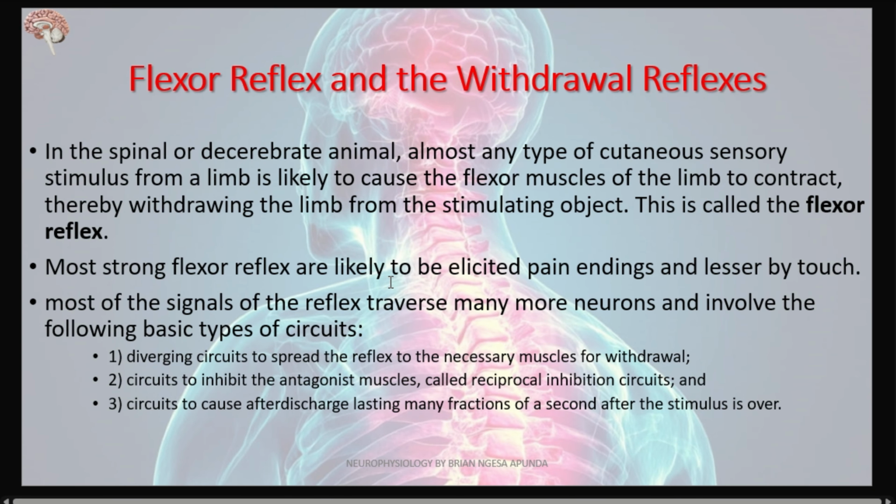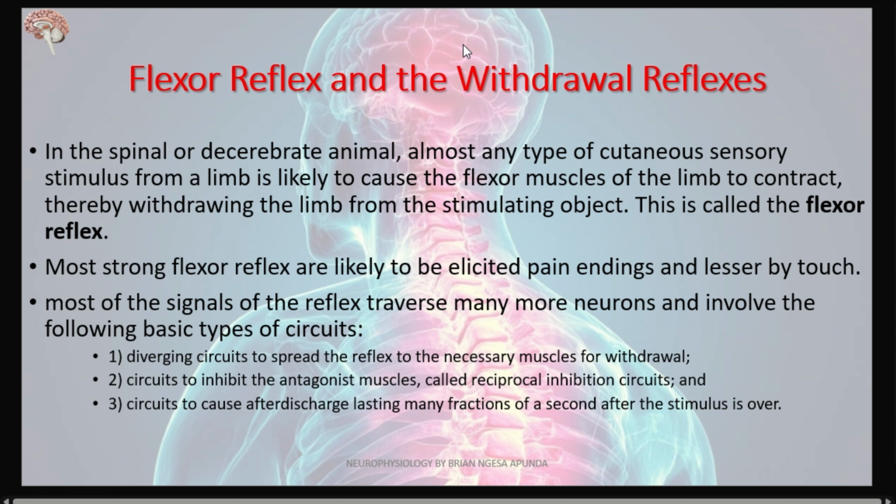So another reflex, we have a reflex by the name of flexor reflex, and the withdrawal reflex. This we were able to suggest last time, but let's just have a small recap. In the spinal cord or the cerebrate animals, almost any type of cutaneous sensory stimulus from the limb is likely to cause the flexor muscle of the limb to contract, withdrawing the limb from the stimulating object. So this is called the flexor reflex.